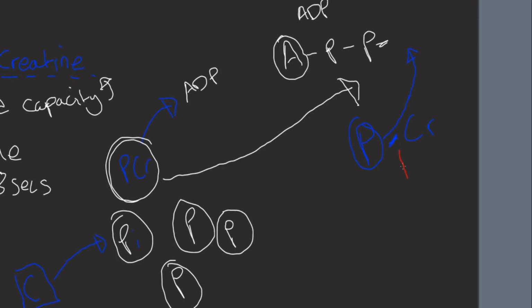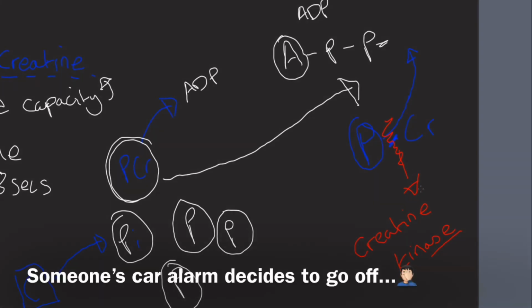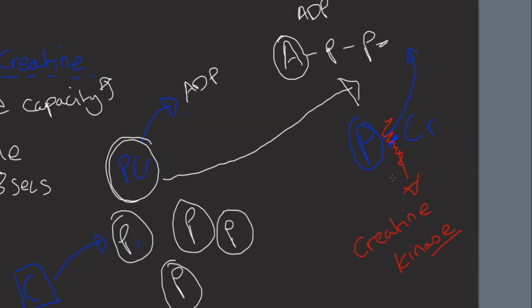And so we break that down, and the enzyme responsible here is called creatine kinase, ASE on the end. So again, another enzyme. Creatine kinase. Now, creatine kinase speeds up this breaking down. The phosphate is given back to ADP.